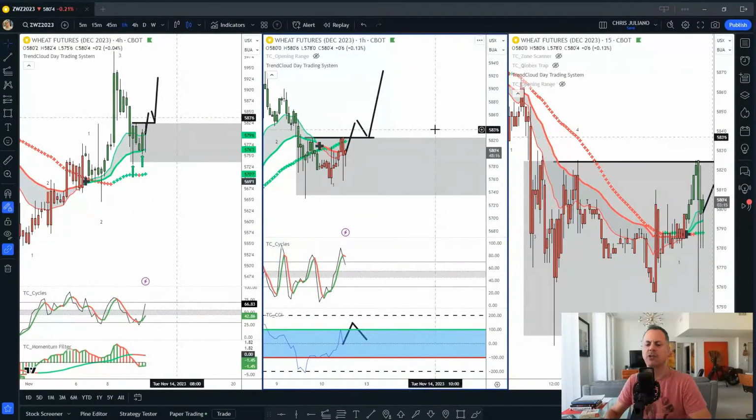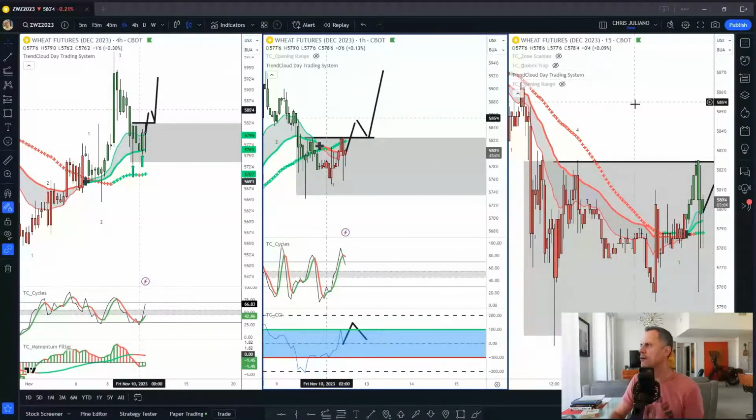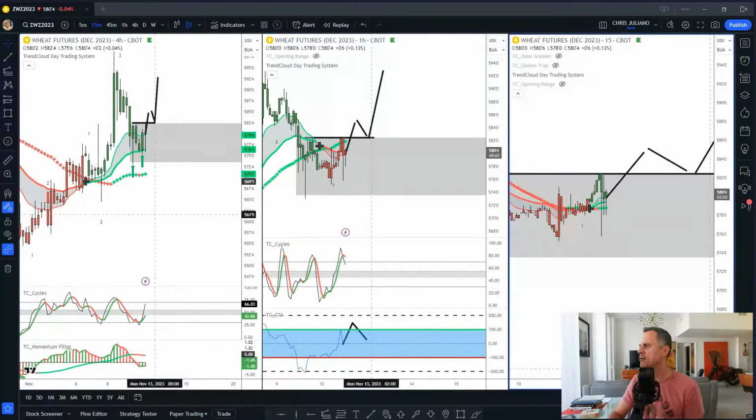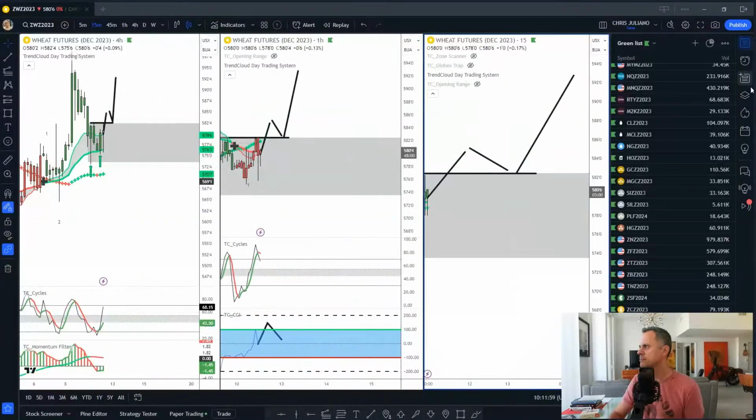So when you draw out your lines on your charts, guys, leave them on there, because that's your plan. That's your plan of action right there. That is your plan of action. Okay.